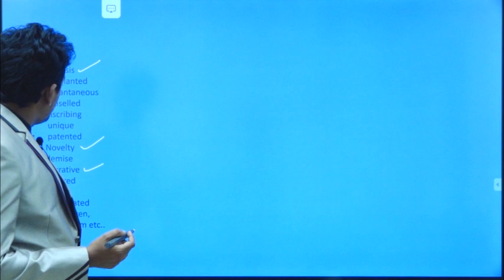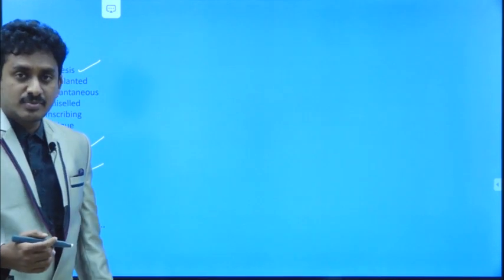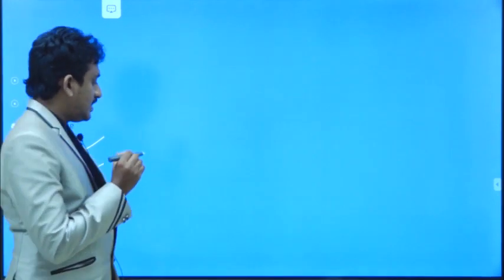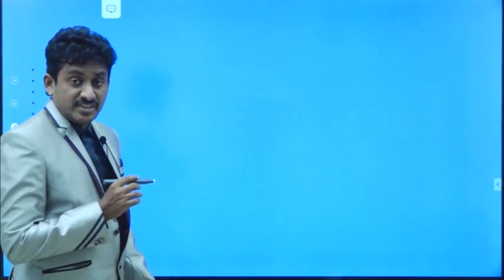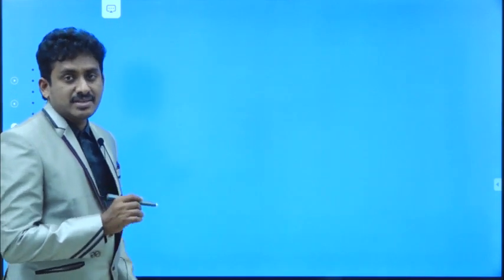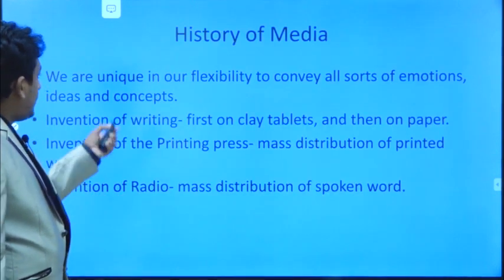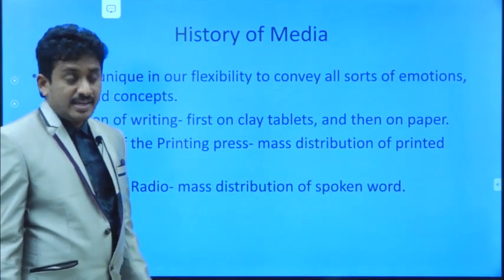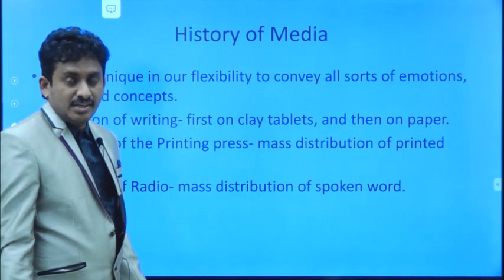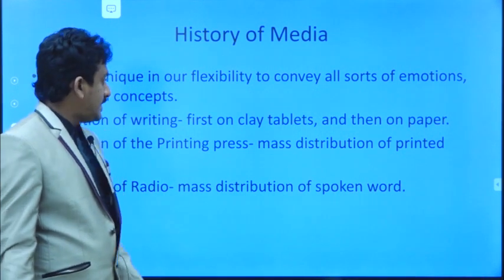So there are different good words which are used in our textbook. These are all specific words. They are all used in a specific sense. You have to master these words. So yeah, the first essay, as I said, is history of the media. Let us see this particular essay.